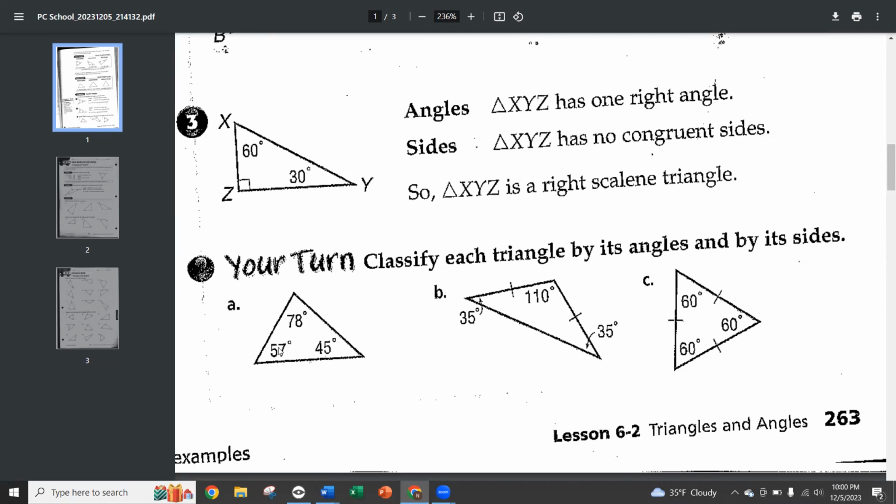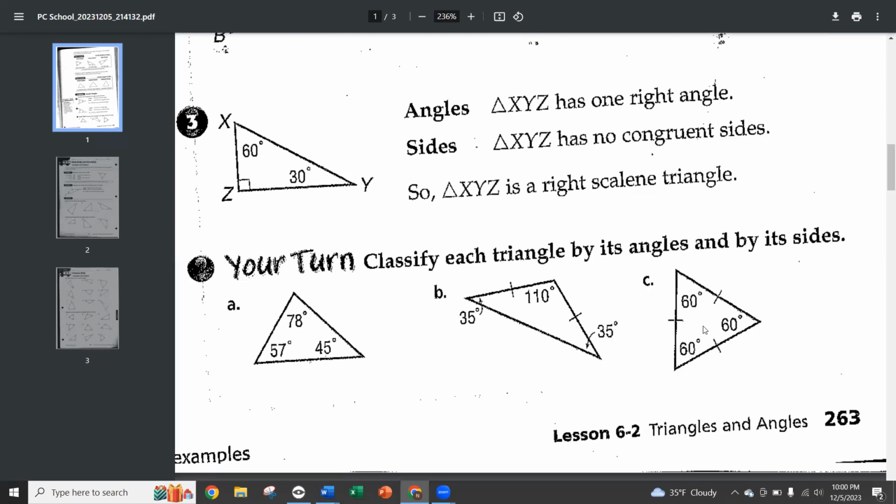Letter A. First, look at the angles. All of them are less than 90. That means this is scalene. Sorry, I just totally misspoke. That means this is acute. Since they're all different lengths, it's scalene. So this would be acute scalene. Over here, we have one angle greater than 90 degrees, so we call this obtuse. We have two of these things here. That means this would be obtuse isosceles.